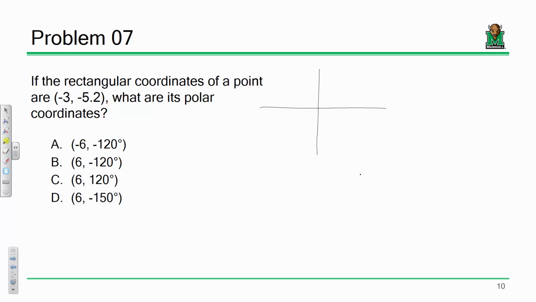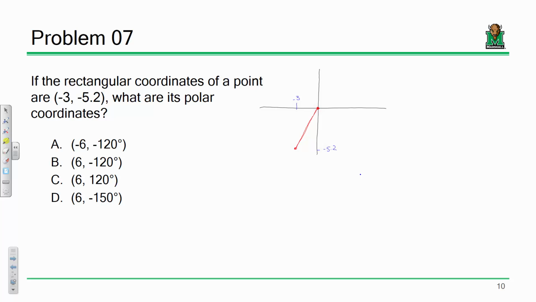Okay, so let's do this. Let's draw this out. What does our vector look like? We go over 3 to the left and down 5.2 to the right, right? So if I try and draw it to scale, that's probably something like this, right? Fair statement? So this is minus 3, that is minus 5.2.